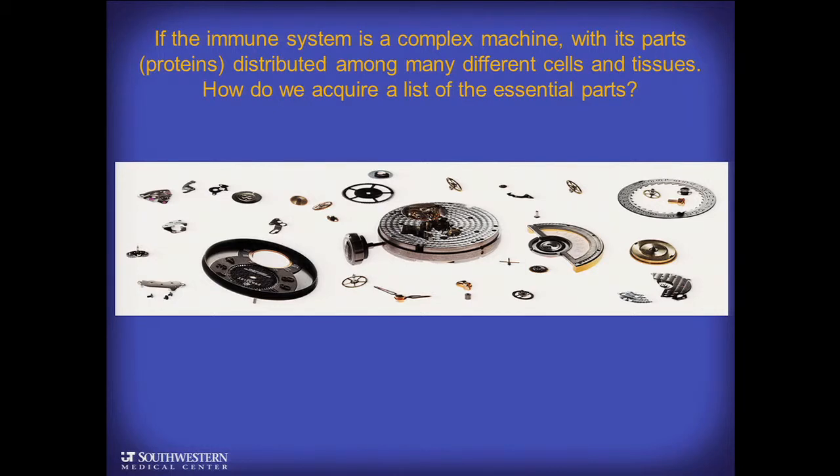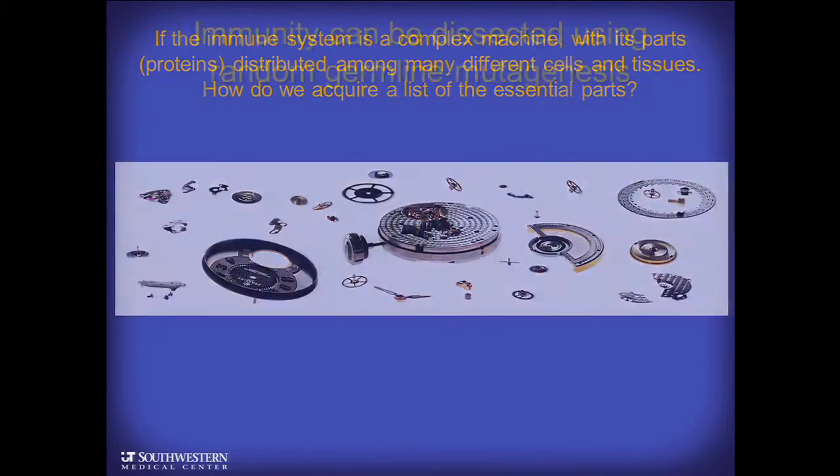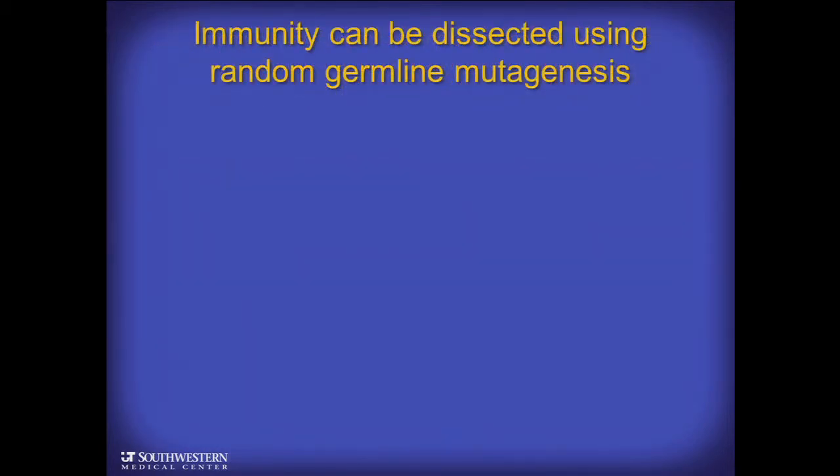We would like to think of the immune system as a very complex machine with its different parts distributed across different cells and tissues. And our first step in understanding how immunity works would be to have a comprehensive list of the essential parts of that machine. Genetics is a wonderful tool for finding a list of parts like that.